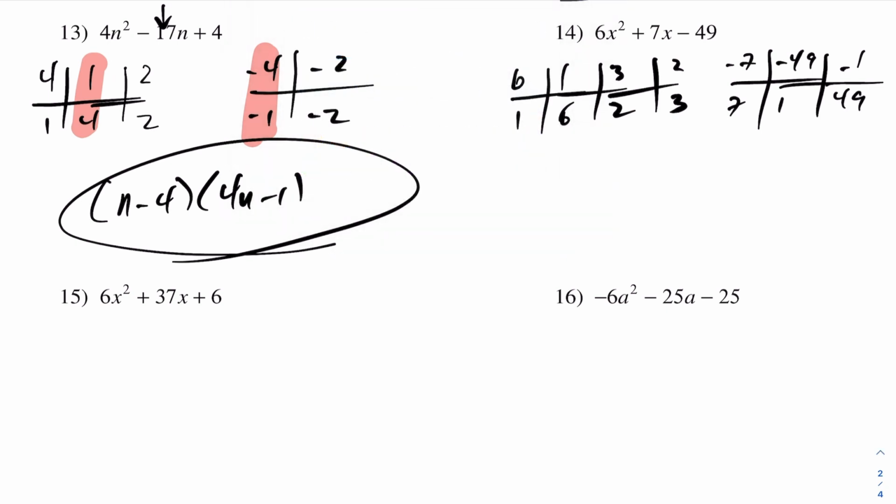Taking a look at all combinations, you'll notice what works for us is the following combination here. I get 3 times 7 is 21, and then 2 times negative 7 is negative 14. That'll add to be 7 here. So this ends up factoring into 3x minus 7 times 2x plus 7.